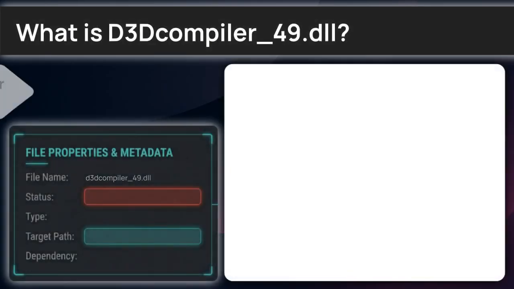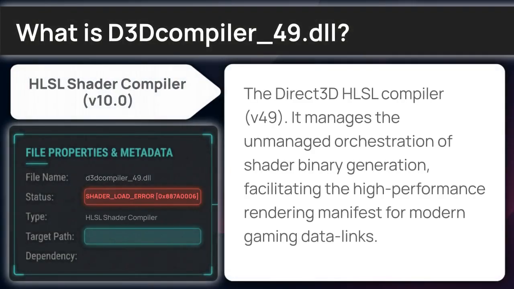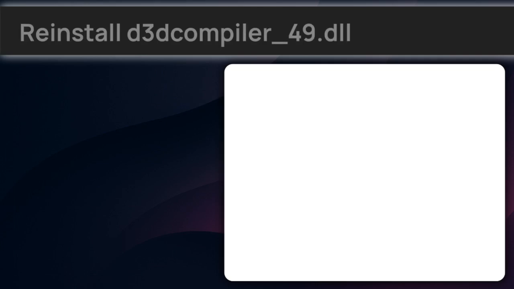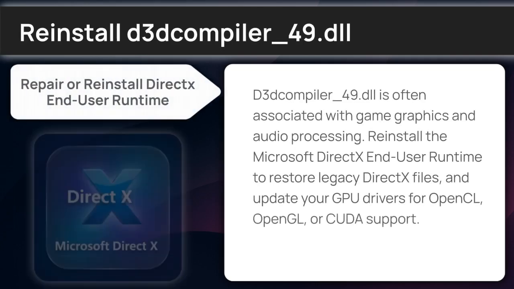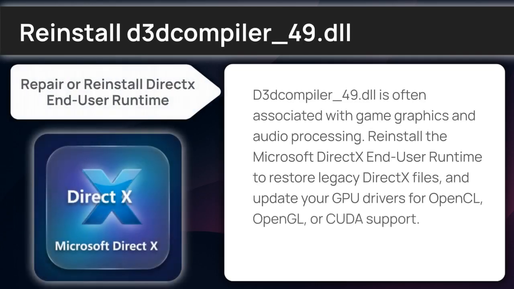This is the D3D Compiler 49, the Direct3D HLSL Compiler, V49. It manages the unmanaged orchestration of shader binary generation, facilitating the high-performance rendering manifest for modern gaming data links. Now that you know how the file works, let's focus on the how and fix the issue. D3D Compiler of 49 is often associated with game graphics and audio processing.